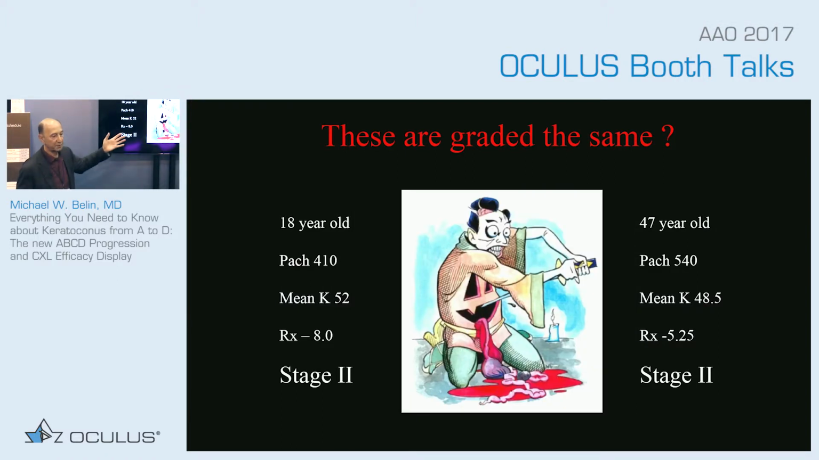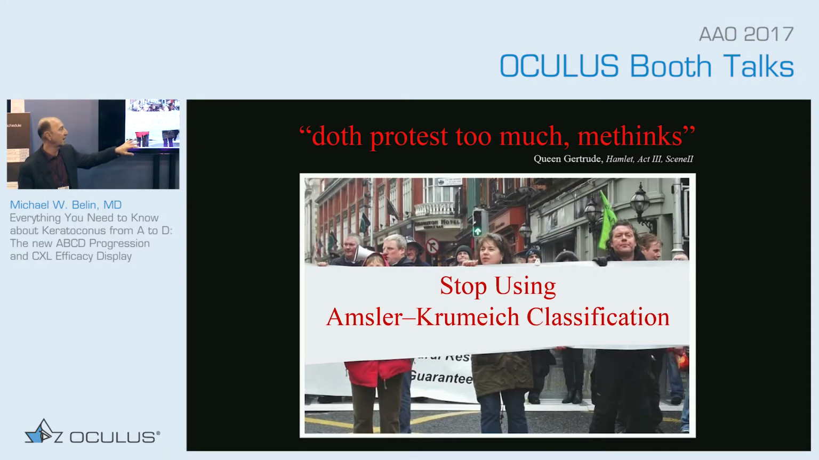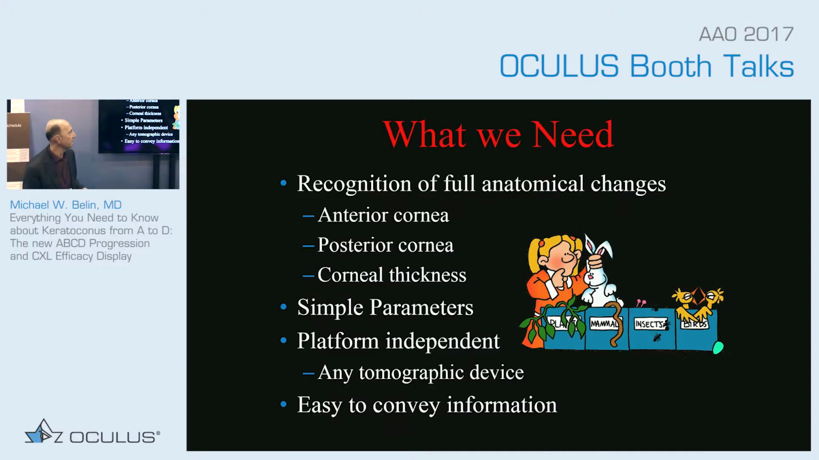So this is my view of Amsler-Krumeich. I hate when people keep saying, this is how I treat stage 2 disease. And I gave you 2 examples that are distinctly different. To me, it's a useless classification. So this has been my thing for many years. We need to stop using it. We are really laughed at by the rest of medicine when they see us use a classification based in the 1940s.